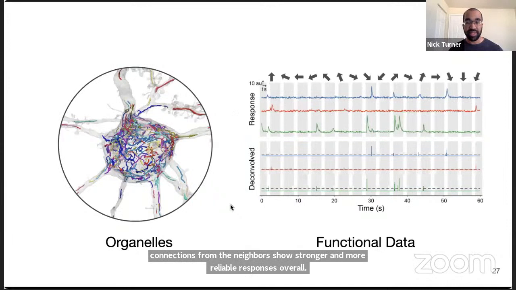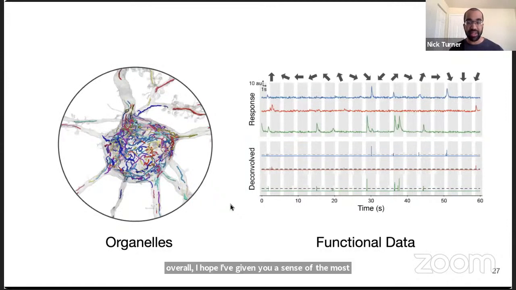Overall, I hope I've given you a sense of the multimodal nature of the data today, that we can extract additional biological information from the detail in the EM and also correlate the structural detail with functional responses.